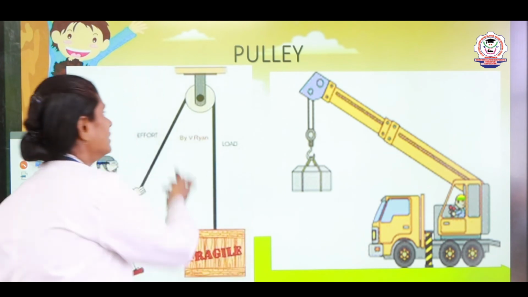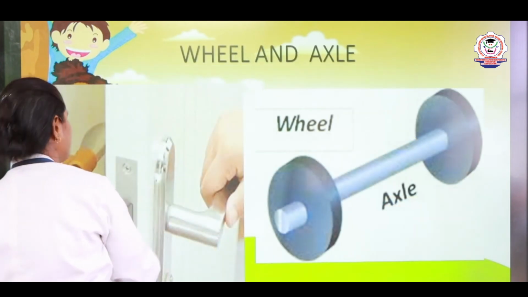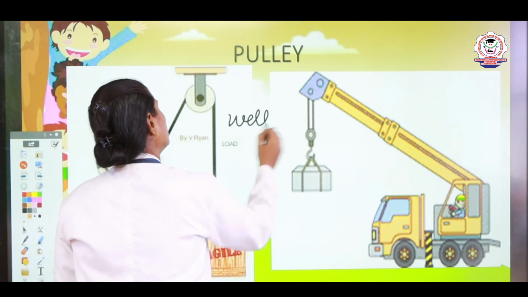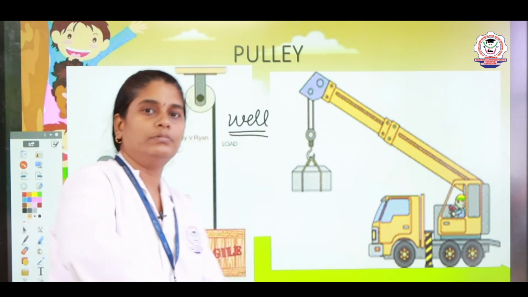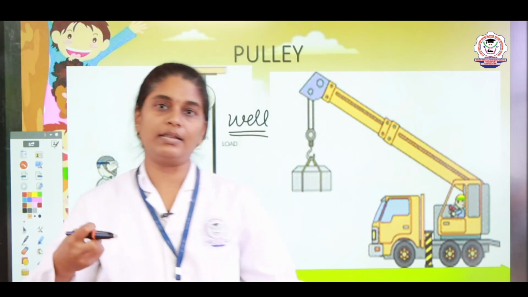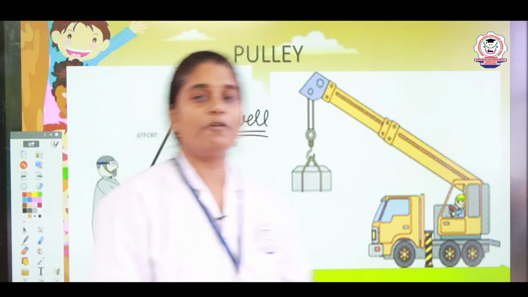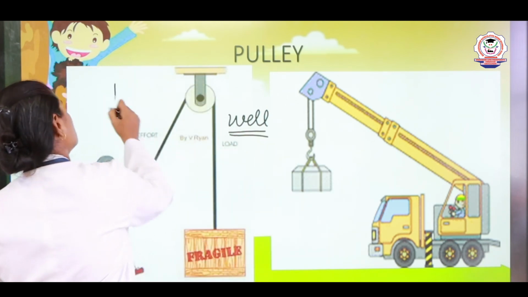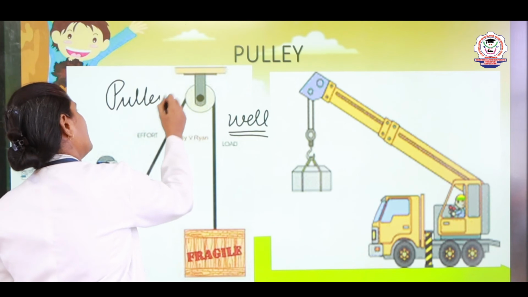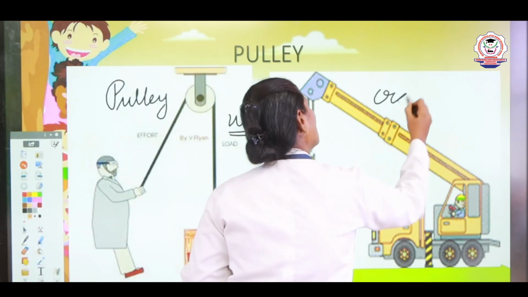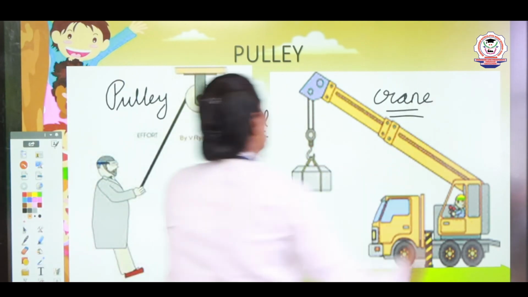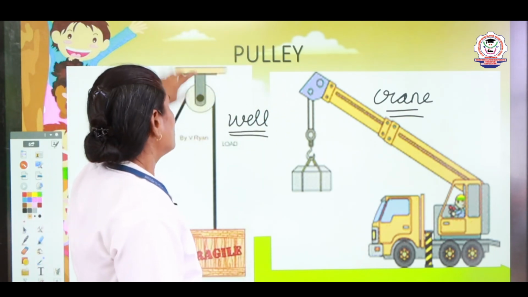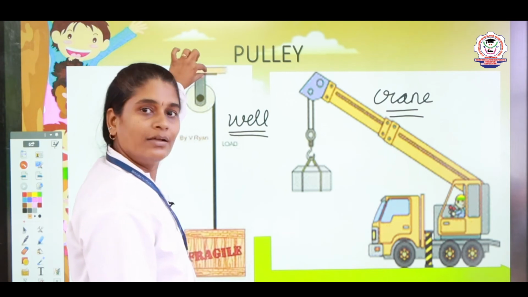So for example, this type of thing we would have seen in the well, right? So in the well and all, to fetch the water, they will use this type of pulleys, and not only the pulley but also crane. So crane is also an example of pulley, right? So pulley is nothing but a wheel with grooved rim attached to the one end.